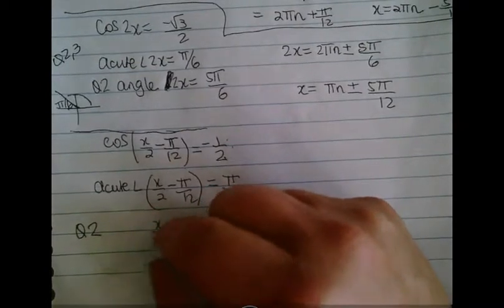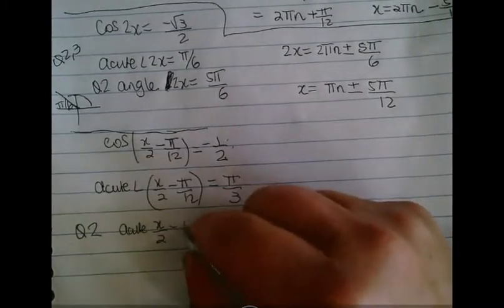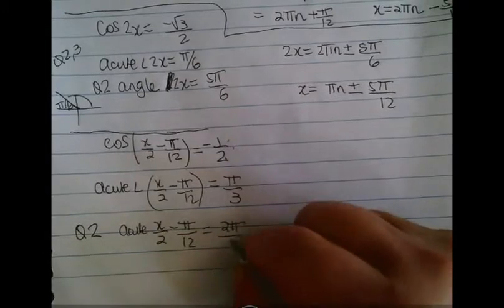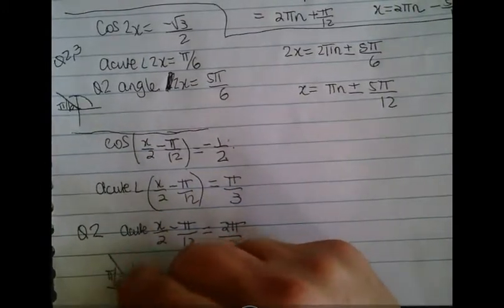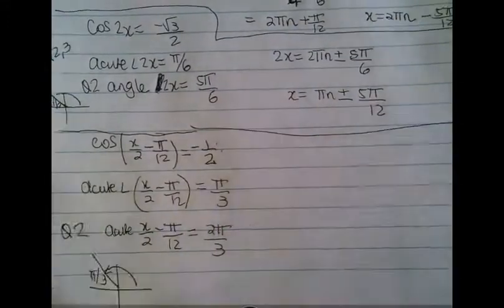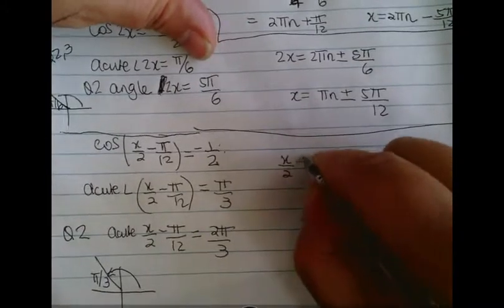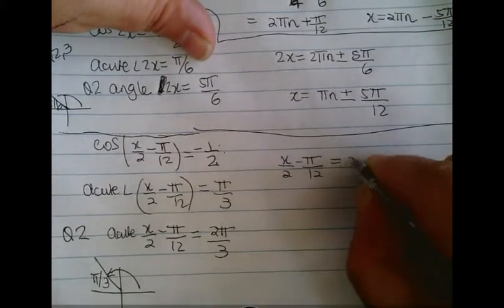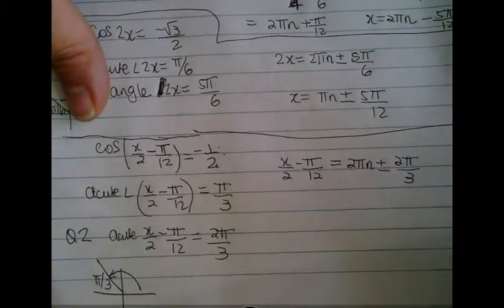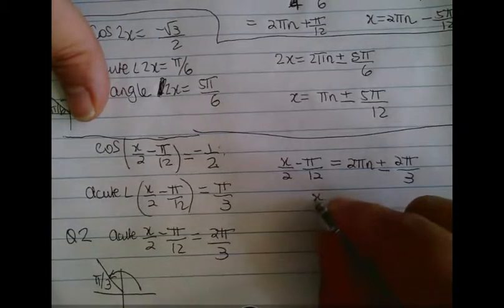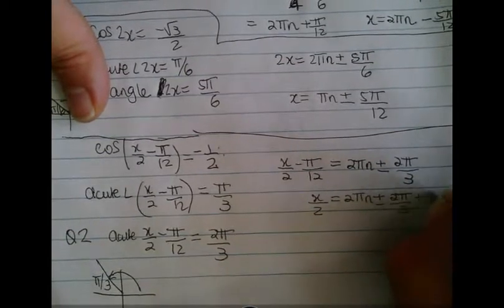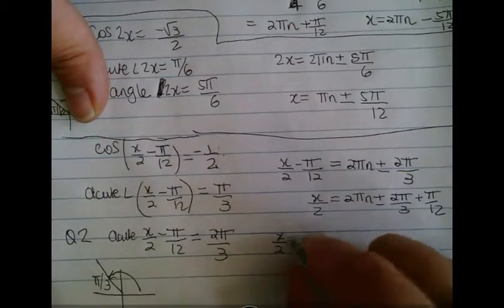So your x on 2 minus pi on 12 has to be pi minus pi on 3, which is 2 pi on 3, because you're using quadrant 2. And now we can write up our solution. So x on 2 minus pi on 12 is 2 pi n plus or minus 2 pi on 3. X on 2 is 2 pi n plus or minus 2 pi on 3 plus pi on 12. And then you've got to break them up.